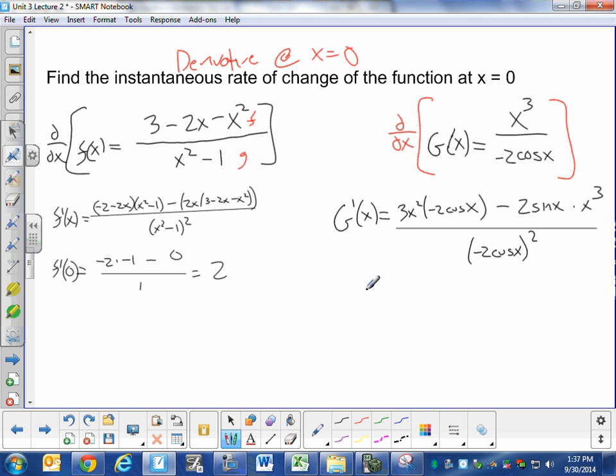Now, let's figure it out at 0. So G prime at 0, plug in 0, I get 0 minus, this would actually also be 0. Cosine of 0 is 1. I get -2 squared, which is 4. So the slope would be 0, but at least it's not undefined, which is good.